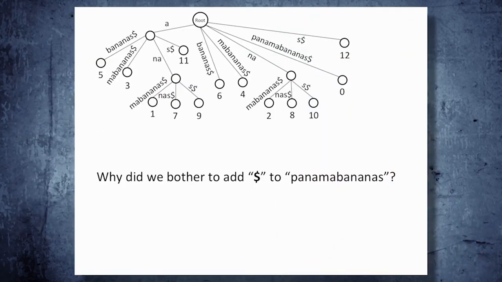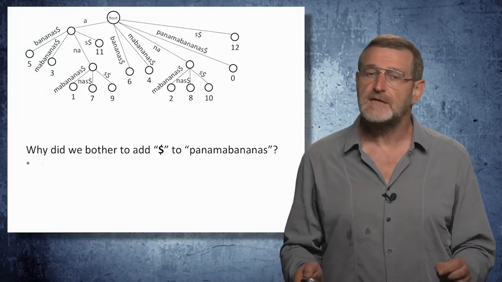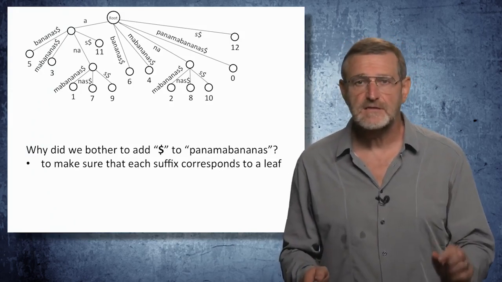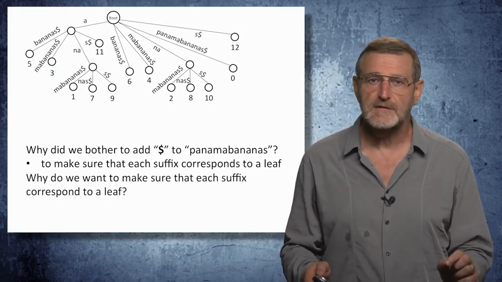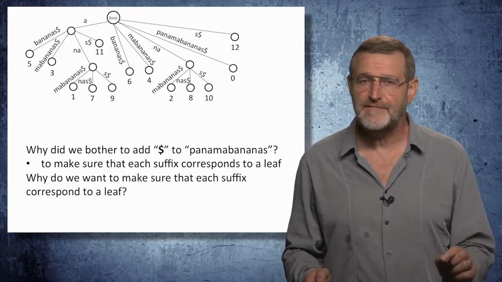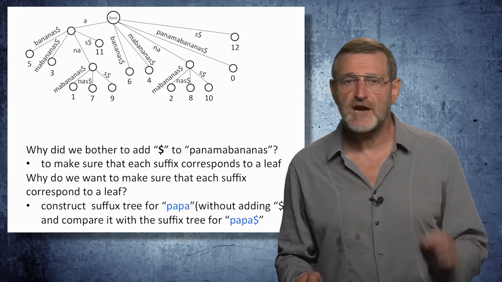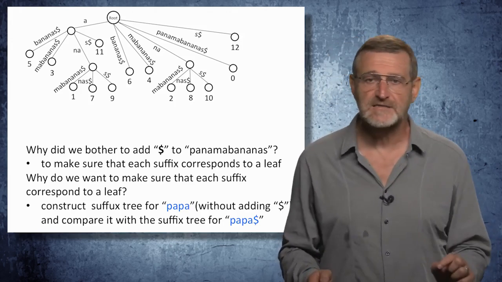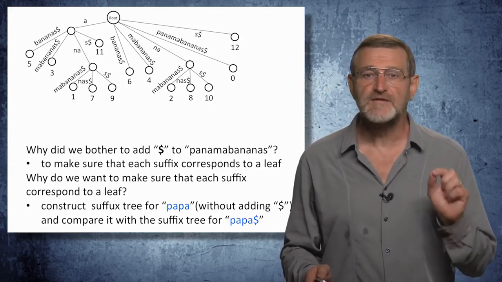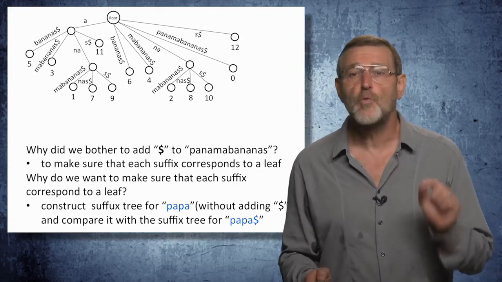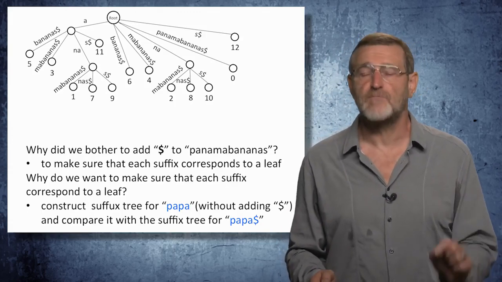You may be wondering, why did we add this silly $ sign to Panama bananas? I added it because I wanted to make sure that each suffix corresponds to a leaf. But why do we want to make sure that each suffix corresponds to a leaf? I suggest you try to construct the suffix tree for papa without adding the $ sign and compare it with the suffix tree for papa with the $ sign, and you will see why the $ sign is important.